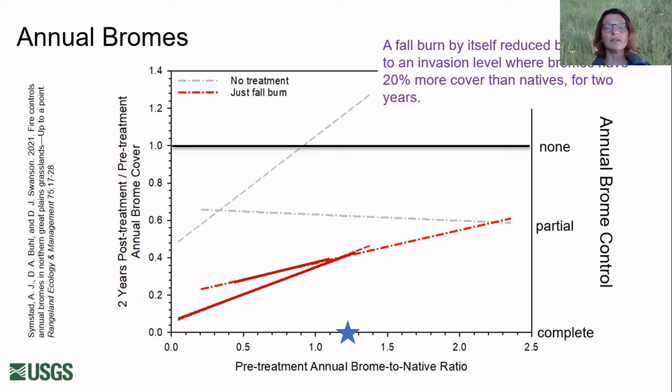Some preliminary evidence suggests that a couple of fires in quick succession may lead to longer lasting control, but there's still a lot to learn about fire frequency effects on the species in this region.